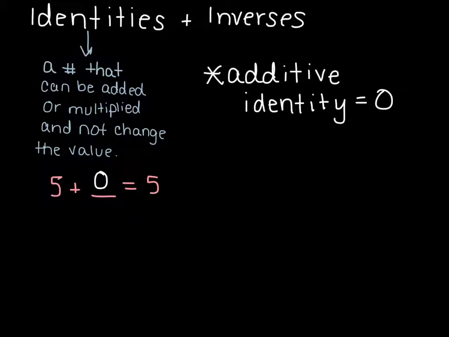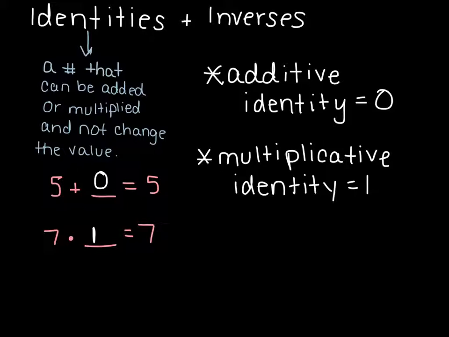So let's talk about multiplication. Let's say I want to take 7 and multiply by some number and have it still equal 7, okay? Have it retain its identity, okay? It's going to stay the same number. Well, that number would be 1. Okay, because you can multiply 1 by anything and have the value stay the same. So 1 is what we call the multiplicative identity.